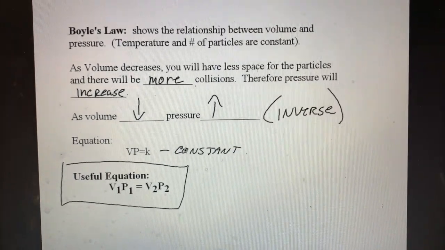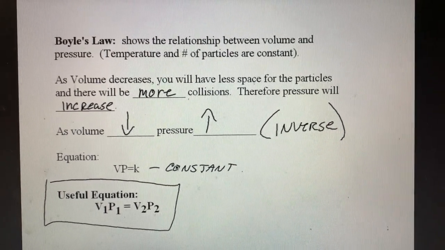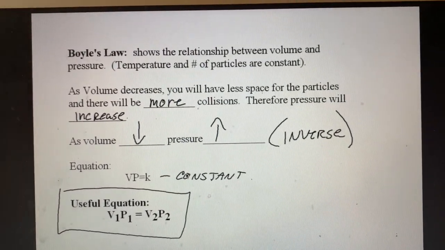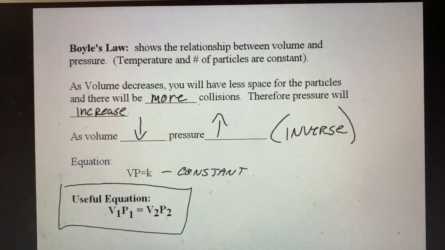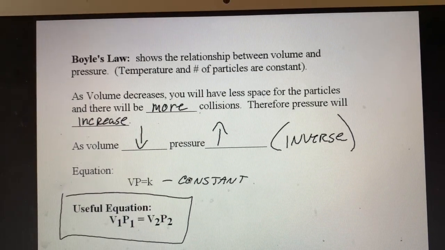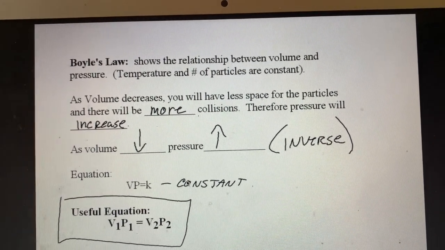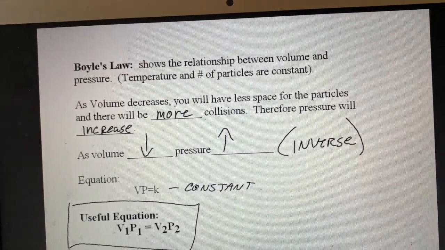Our first gas law is Boyle's law. Boyle's law shows a relationship between volume and pressure. With all of these laws, we leave certain variables constant in order for us to look at the relationship between others. So in this case, the temperature is going to stay constant, and in this entire unit, as we said, the number of particles is going to stay constant.